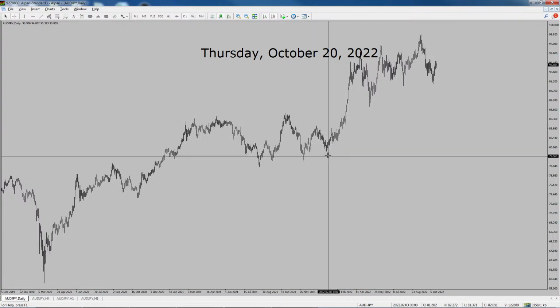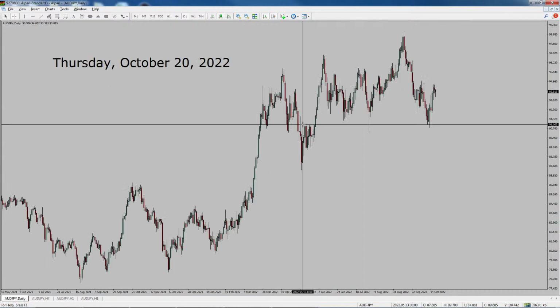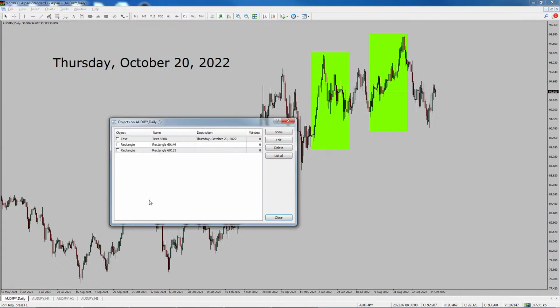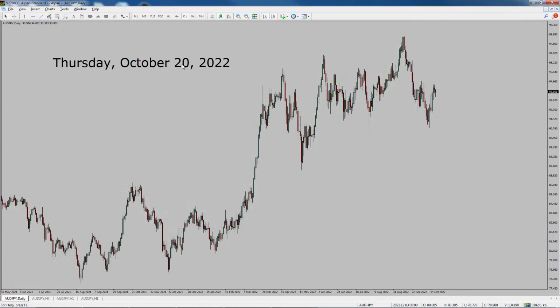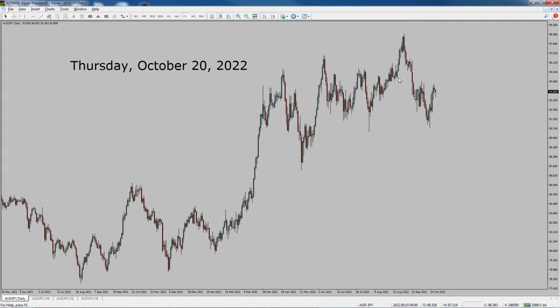A, B, C, D, E. So 1, 2, 3, 4. This looks to me like some kind of expanding ending variety. Seems to me. Okay, I'm going to assume, and a lot of times in trading you have to assume, that we have seen a top at 98.63.